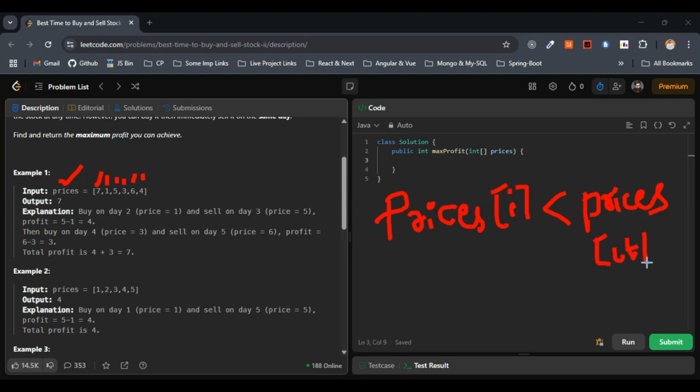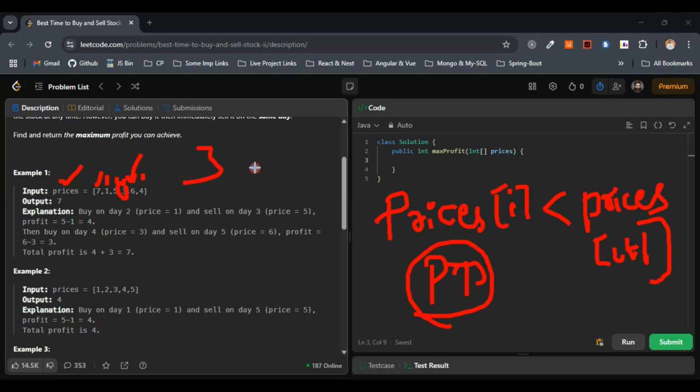Here, if prices[i] is less than prices[i+1], then only it is said to be a profitable transaction. So if prices[i] is less than prices[i+1], it means the current element should be lesser than the next element. Suppose we are considering day 3, and the next day we have 6. Then we are said to have a profit of 3, if we are considering rupees.